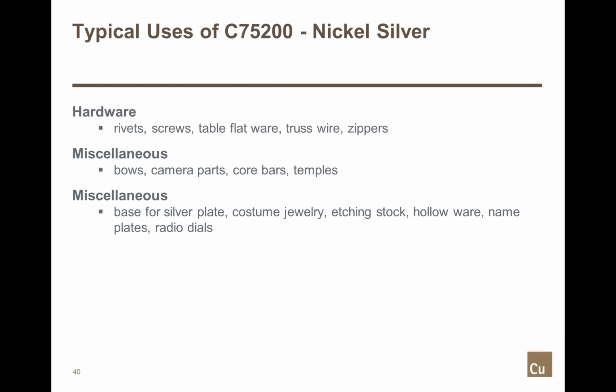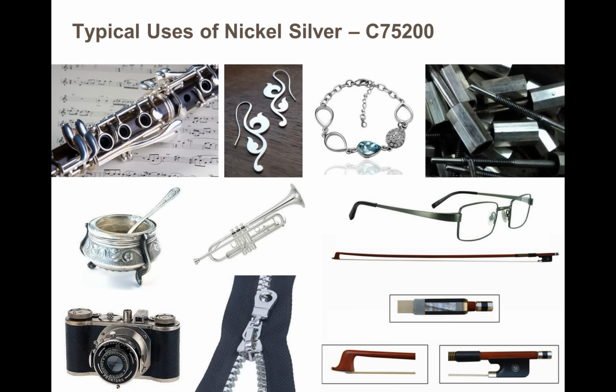So you have a cornet in the center, which is nickel silver. You have a violin bow at the bottom right with fittings of nickel silver. You have a zipper in the bottom center. A lot of zippers are brass. This one happens to be nickel silver. And you have a clarinet in the upper left, and you have jewelry in the upper center. Eyeglass frames are made out of nickel silver. And various silver plate items or tableware items are made out of nickel silver, and then silver plated.